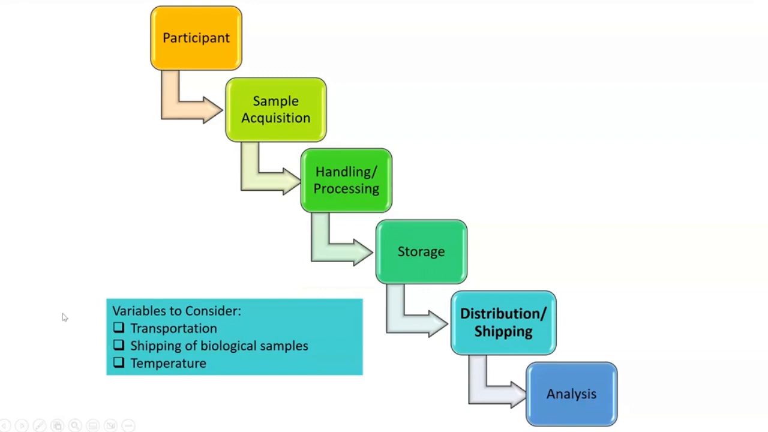Next, let's think about distribution and shipping. Oftentimes, I already mentioned transportation from maybe the site where you're collecting to the lab, but also oftentimes the lab that we store our samples in is different than the lab where we actually do the analysis on the machines. So how are you going to transport it between those different locations?